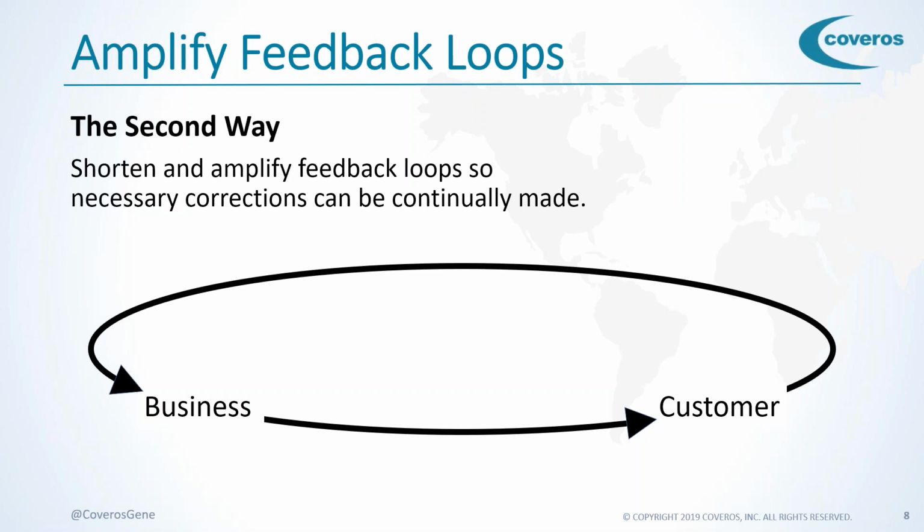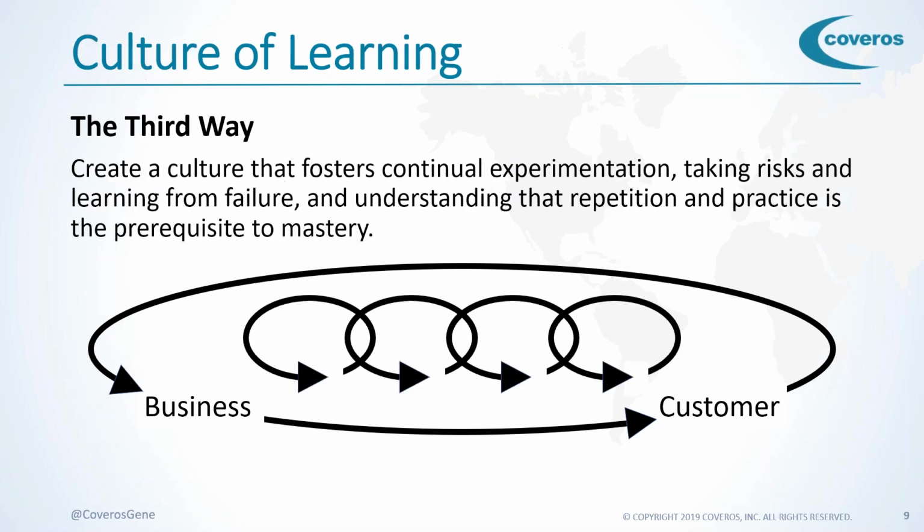The second way is amplifying feedback loops. Shorten and amplify your feedback loops so that necessary corrections can be made. So in other words, we try something, we see how it happens, and we correct, right? Next time we do it better, the time after that we do it better, and we keep doing that, right? Each time we're trying to get feedback to get things working right. And feedback in DevOps and in our pipelines for software development is almost always in the form of some form of testing or checking, right?